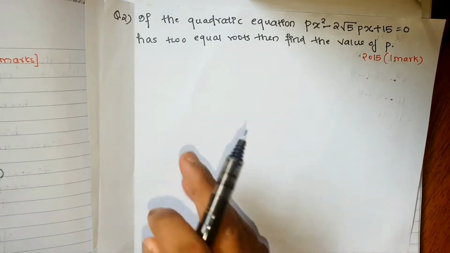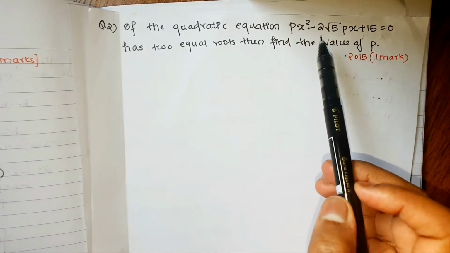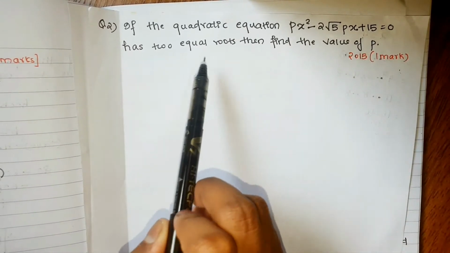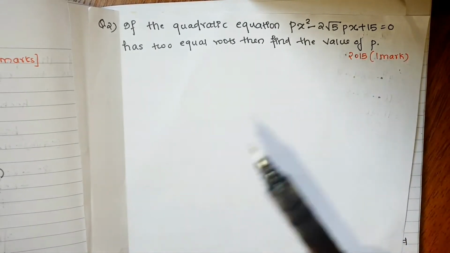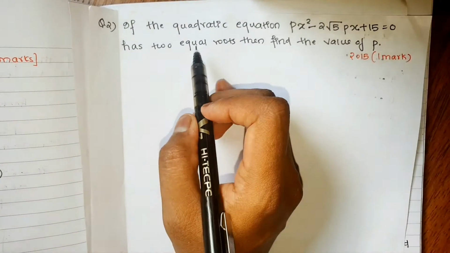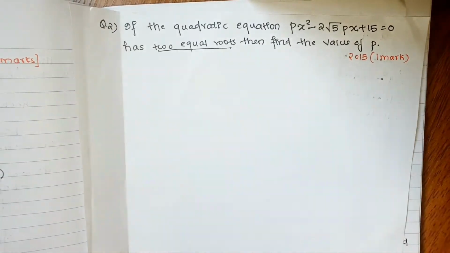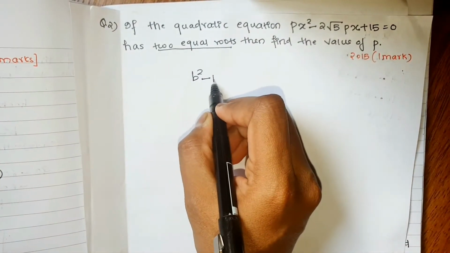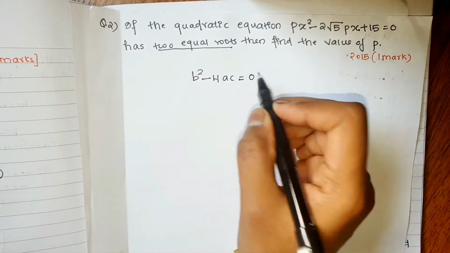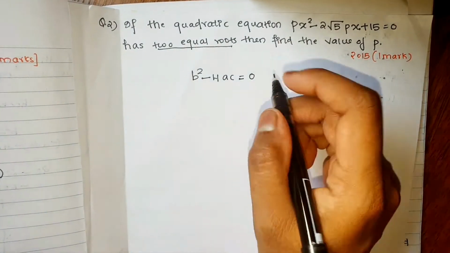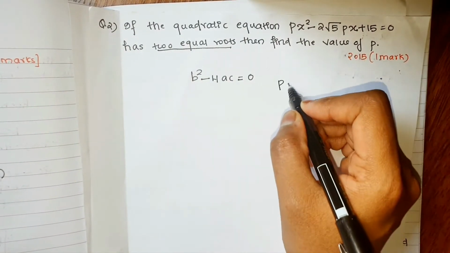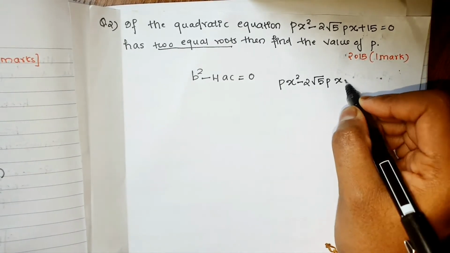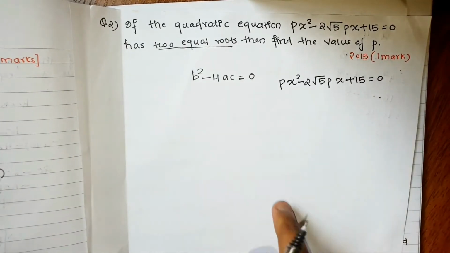Question number 2. If the quadratic equation px square minus 2 root 5 px plus 15 is equal to 0 has two equal roots, then find the value of p. So it's given in the question that it has two equal roots. If it has two equal roots, then the value of b square minus 4ac is equal to 0. Okay, this is our quadratic equation px square minus 2 root 5 px plus 15 is equal to 0.